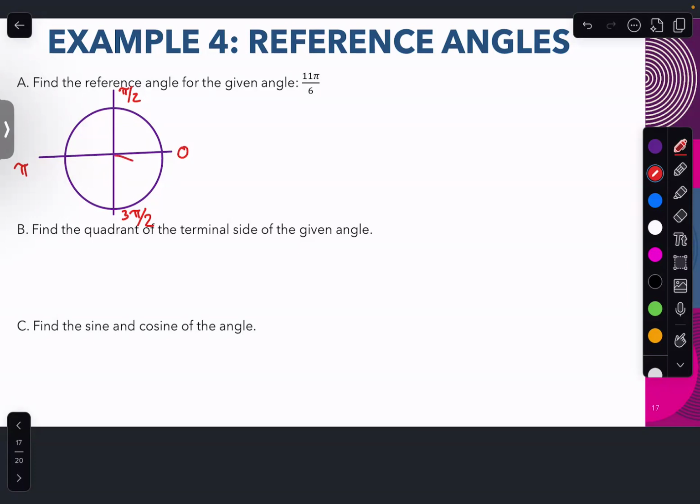So I know I'm going to end up somewhere here in quadrant 4. So 11 pi sixths will be here. If I'm really good with my unit circle, I might go, it's split up into 6. So how do I split my unit circle into sections so that I can figure out what that is? I would jump 30 degrees at a time.